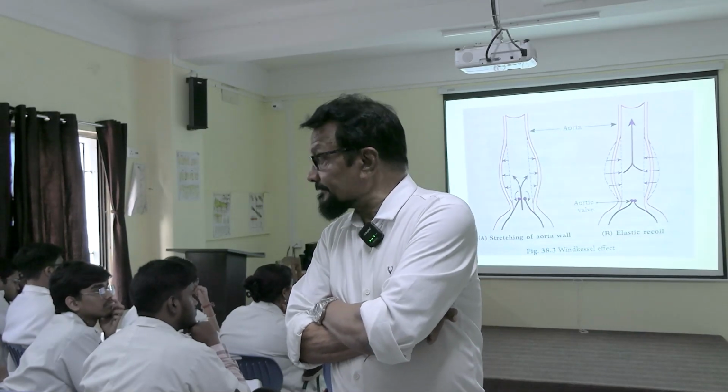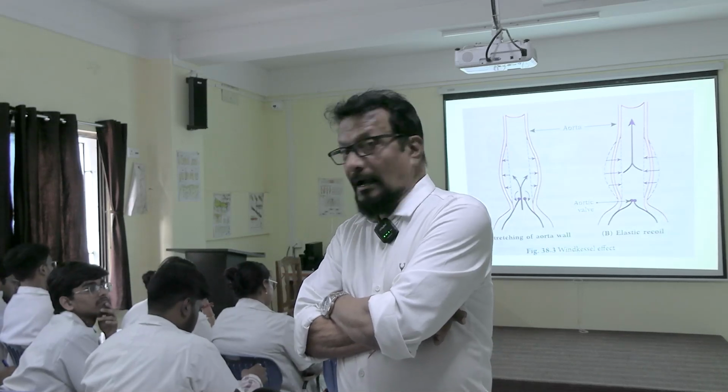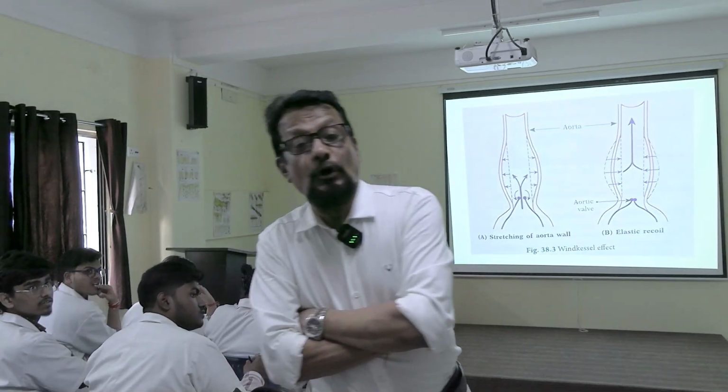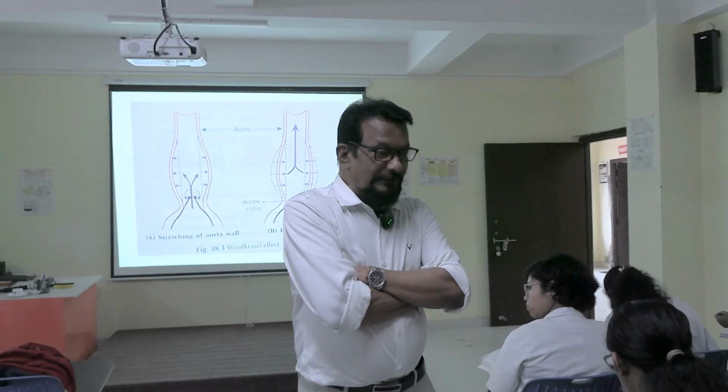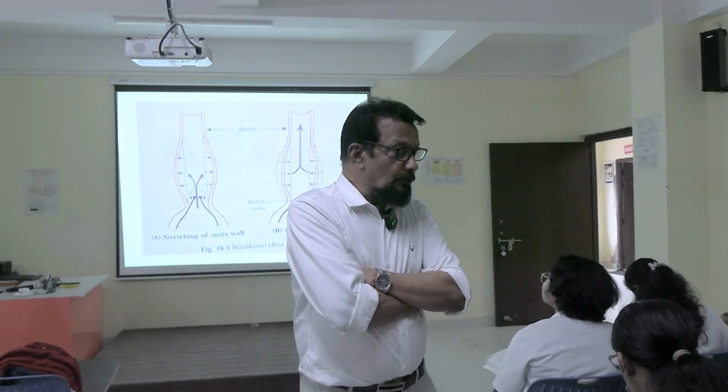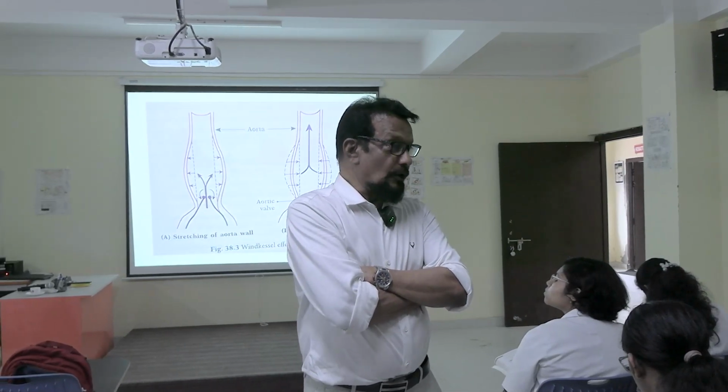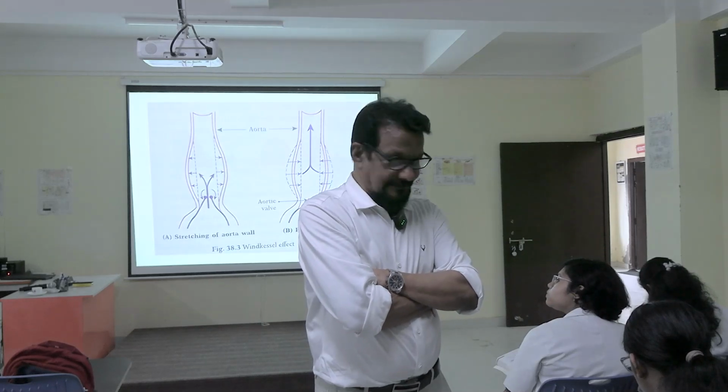What percentage? 70 out of 130. What is the percentage? 70 divided by 130 into 100. This is called ejection fraction. In an echocardiography report, you will get EF, ejection fraction. With this ejection fraction, you can assess how strong your heart is.